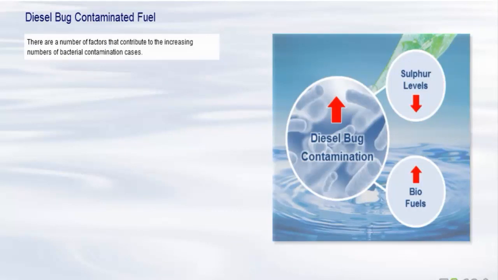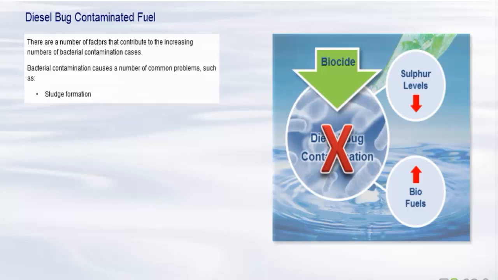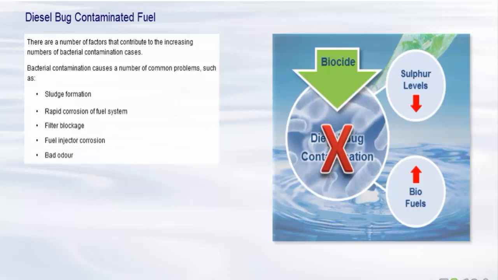As mentioned earlier in this e-learning program, there are a number of factors that contribute to the increasing numbers of bacterial contamination cases. When an infection has been discovered, a biocide has to be used to kill off the unwanted bacteria before they cause more harm to the fuel system. Bacterial contamination causes a number of common problems, such as sludge formation, rapid corrosion of the fuel system, filter blockage, fuel injector corrosion, and bad odour.